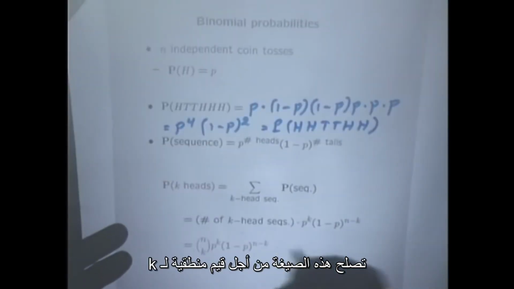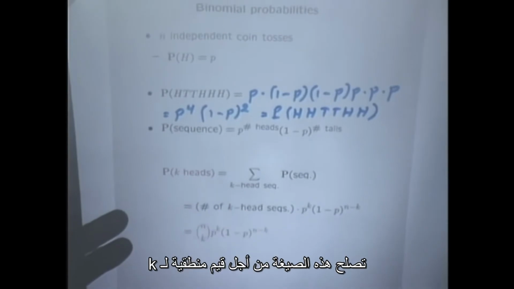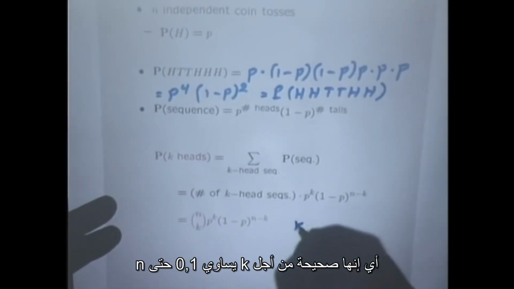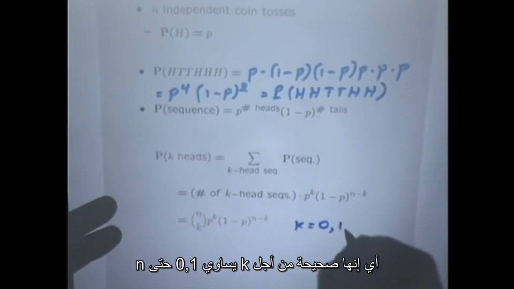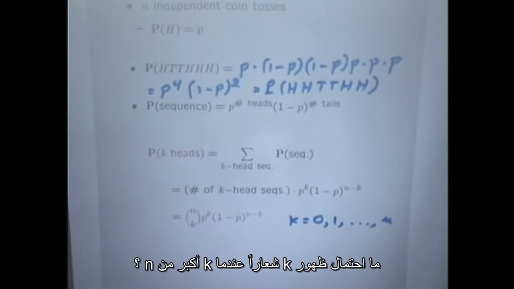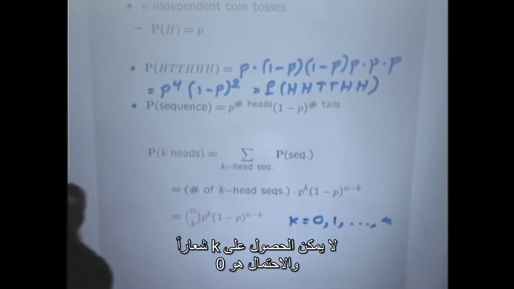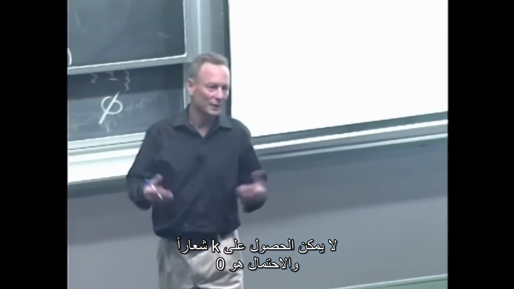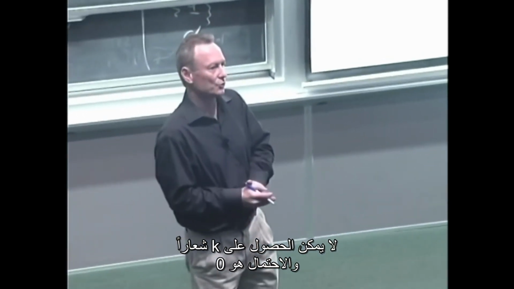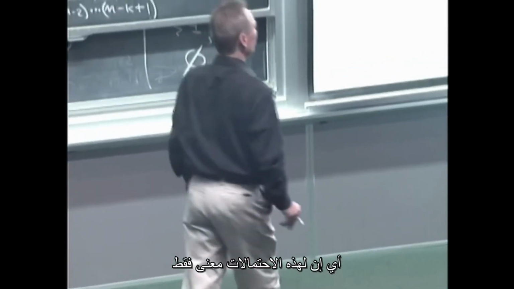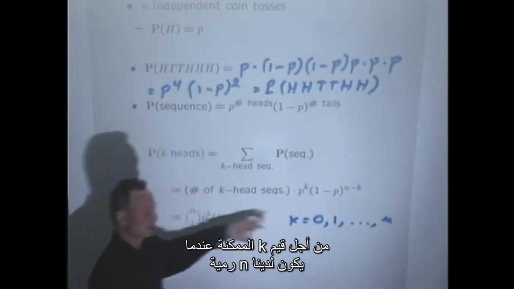This formula is correct, of course, for reasonable values of k, meaning it's correct for k equals 0, 1, up to n. If k is bigger than n, what's the probability of k heads? If k is bigger than n, there's no way to obtain k heads, so that probability is, of course, 0. So these probabilities only make sense for the numbers k that are possible, given that we have n tosses.